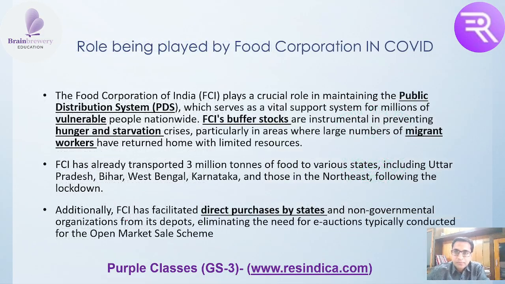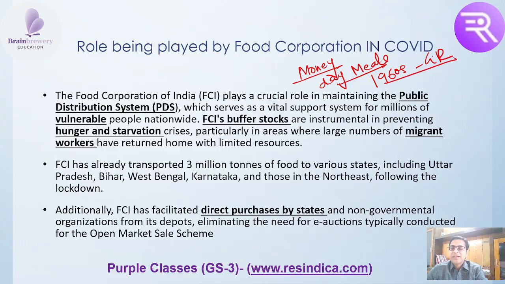So FCI's role is in maintaining the PDS system, because we all know that in our country millions of people are below the poverty line, and they don't even have money to buy a day's meal. That is why the Green Revolution got started in the 1960s, and because of high yielding variety seeds, we are able to generate a good quality and good amount of food grain, and that is why FCI came into being, where FCI provides food grain to needy people through the public distribution system.